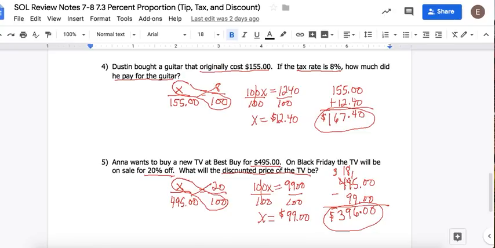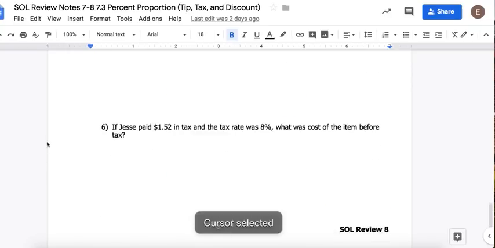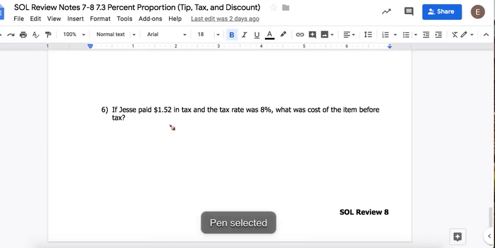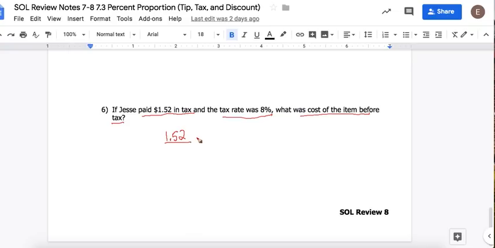Okay, for all the previous examples, I mentioned the practical way that you would do in a restaurant or in a store. You would multiply the cost by the decimal. Okay? But in number 6, it's not going to work. So we would have to know the proportion method. So if Jesse paid $1.52 in tax, the tax rate was 8%. What was the cost of the item before the tax? So notice, unlike all the other problems, here I gave you the part. I gave you the tax in this one. So I gave you $1.52. And I gave you the percent, so percent always goes over 100.